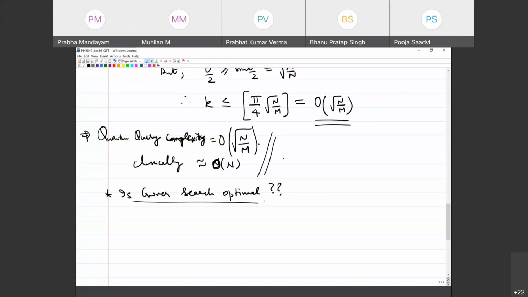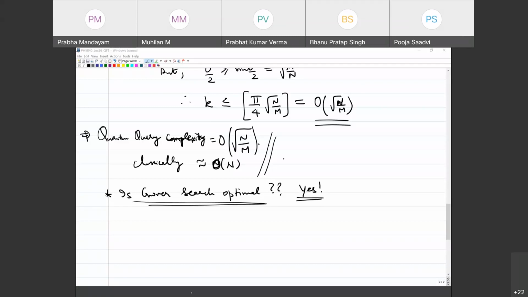So the answer is yes. In fact, there was a paper that came out within a few months of Grover's paper where they showed that using a quantum oracle, you cannot achieve a speed up that is better than quadratic. You cannot do better than order square root of the size of the database. I am not going to discuss this now, but I will refer you to Nielsen Chuang, where they have a discussion of this.